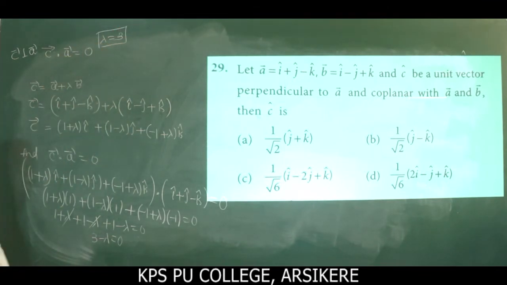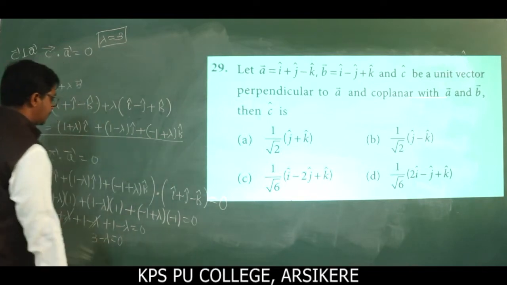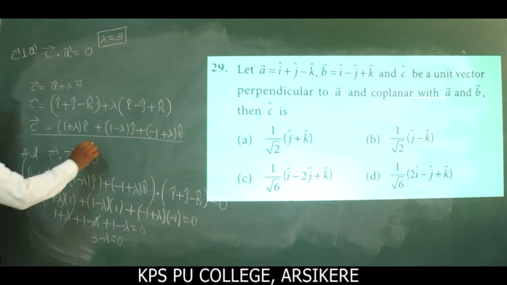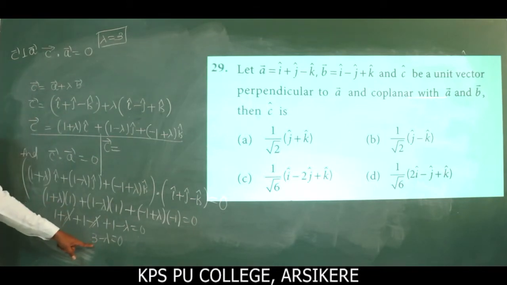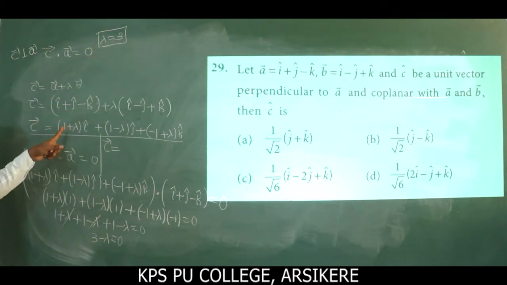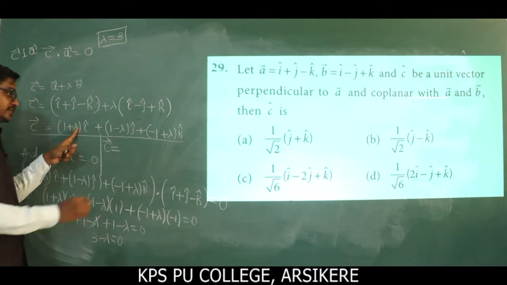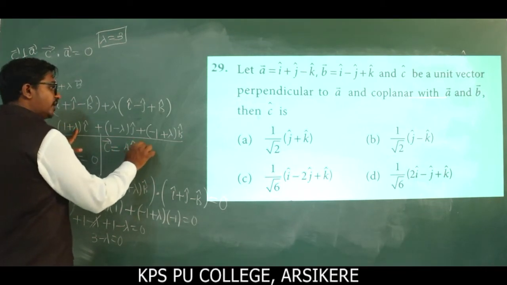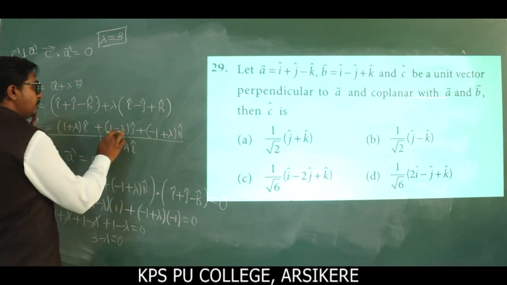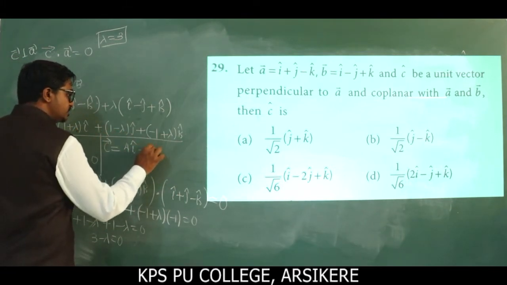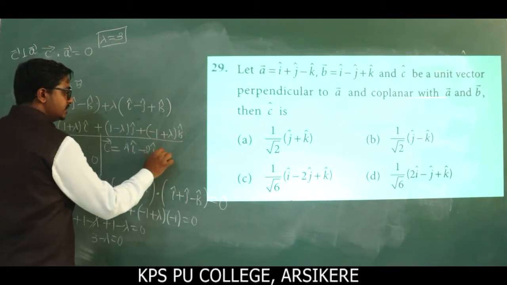So once we get lambda, we substitute in this term and obtain the vector C. Vector C, lambda is equal to 3. So 1 plus 3 is 4, this is 4i, and 1 minus 3 is minus 2 into j cap, minus 1 plus 3 is plus 2k.